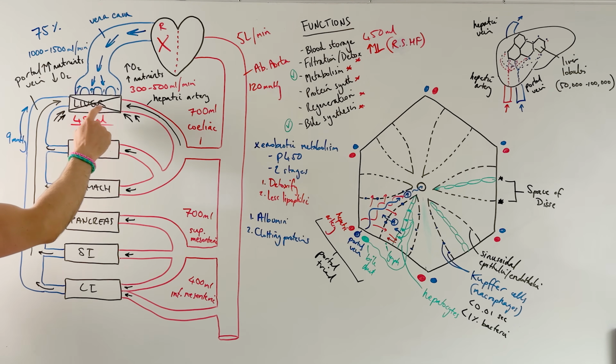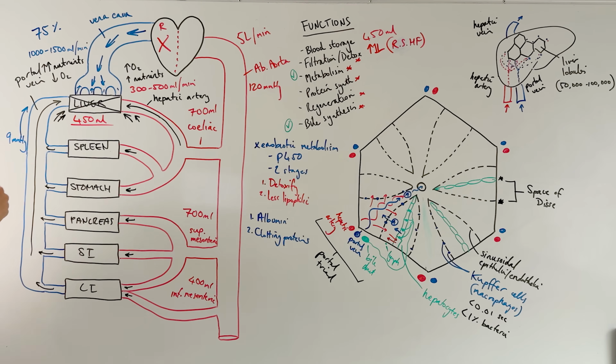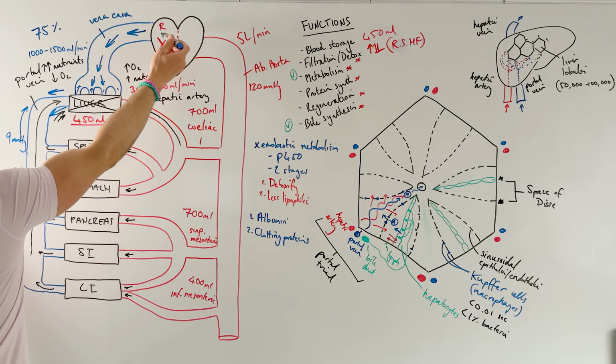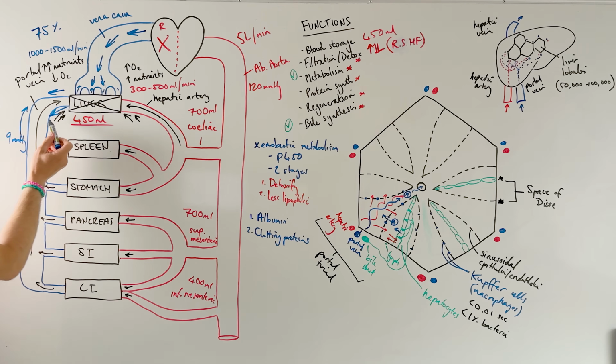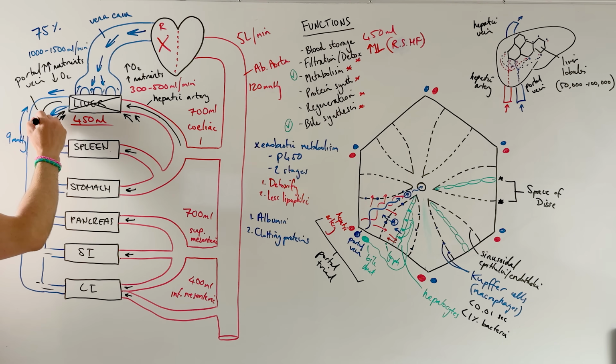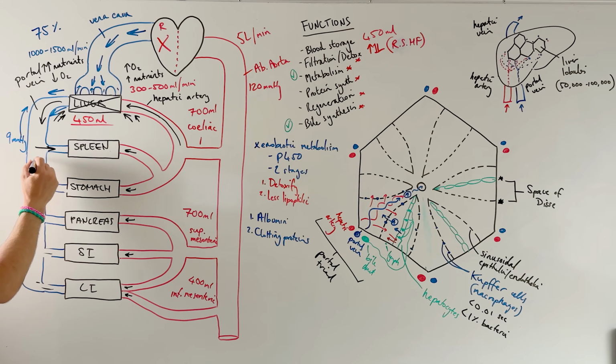Now, if the liver's off limits because you've got cirrhosis, this blood backs up. Now, it's different to when the heart fails. That's backing up after the liver. Here it's backing up before the liver. So all this blood is backing up in the portal vein. So think about it backing up. It's going to back up into the spleen. It's going to back up into the stomach. It just keeps backing up into these tissues.